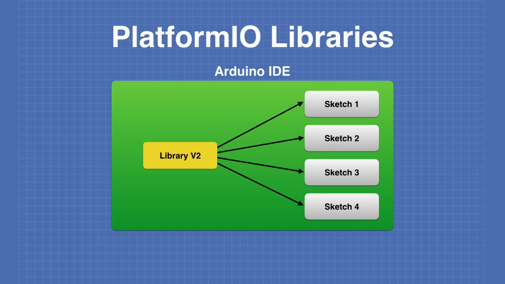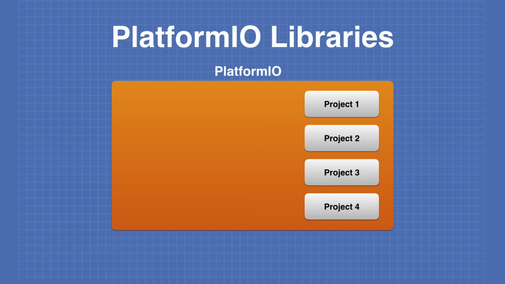This can sometimes cause problems with sketches that were dependent upon the older version. It also creates issues if you import a library that has the same name as the current library, and this is a situation that sometimes occurs. Now with PlatformIO, you do have the option of importing libraries in the same way the Arduino does, allowing them to be available for all of your projects.